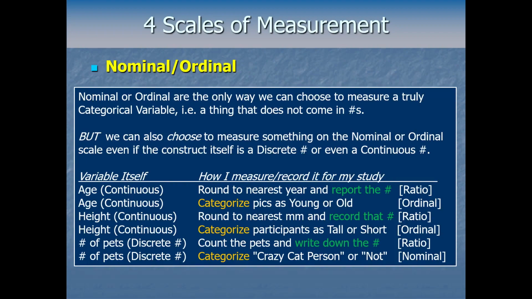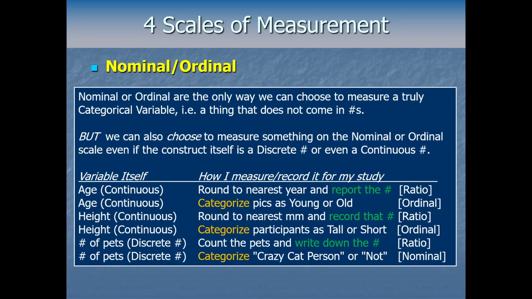Likewise for number of pets as a variable. Number of pets is something you can just count in whole numbers, right? In reality, you can't really have half of a pig as a pet. So it's what we might call a discrete number sort of thing, not continuous number, just innately. So in my study, it might make sense to record that variable on the ratio scale. I could just count the pets that someone has and write it down as a number. 3, 7, 1, 0, whatever.